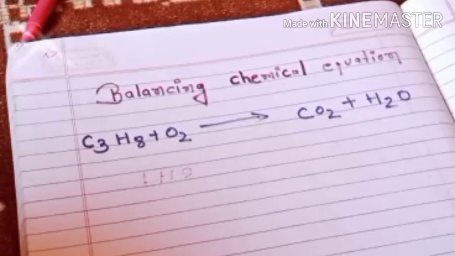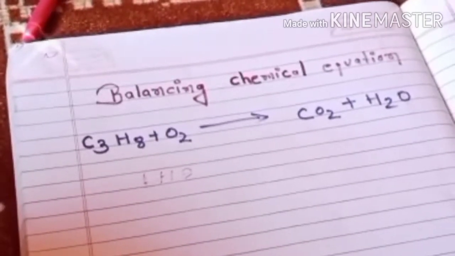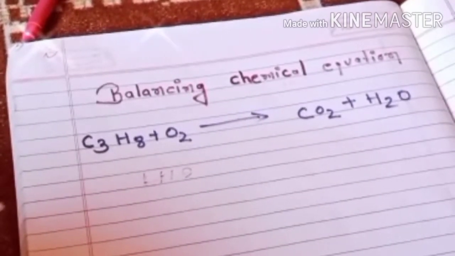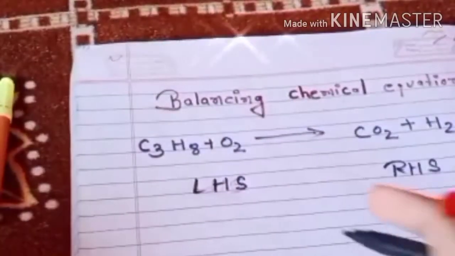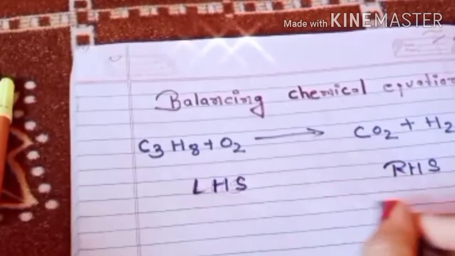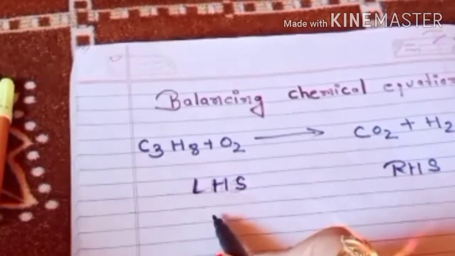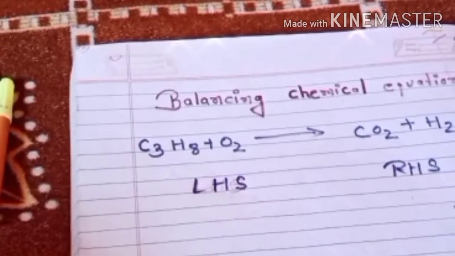What you will be learning about in this video is balancing chemical equations. For many students, balancing chemical equations is a very difficult task, so I hope it will be very easy for you. First you write here LHS and there is RHS. LHS is the reactant and RHS is the product.